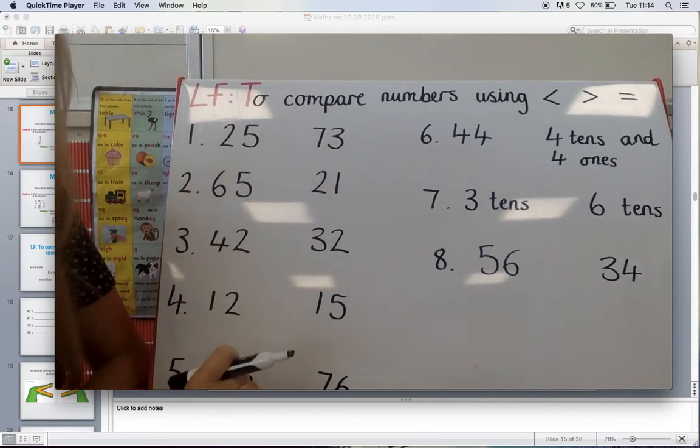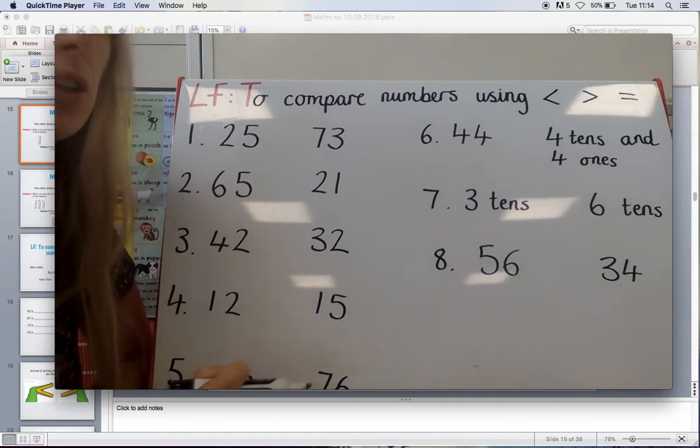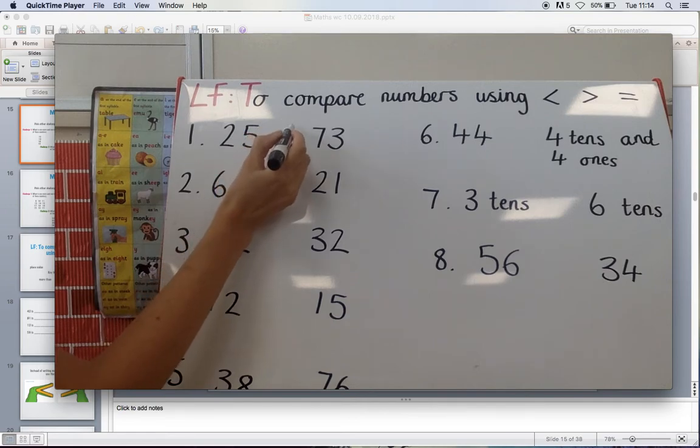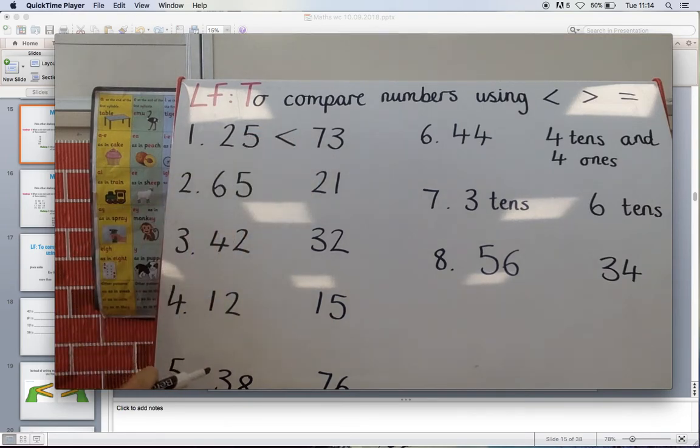If you have a 100 square at home, you can look at that too to see, are the numbers going up, are they going down towards your chosen number? But 25 and 73, 73 is the greater number, so we draw our symbol like this. The crocodile is going to be gobbling up 73.